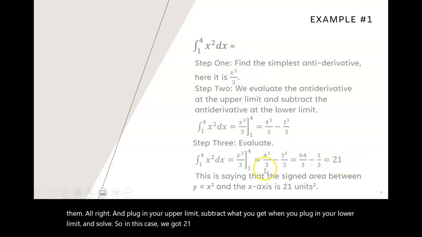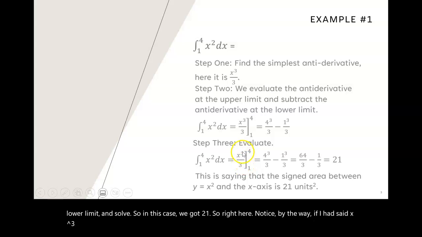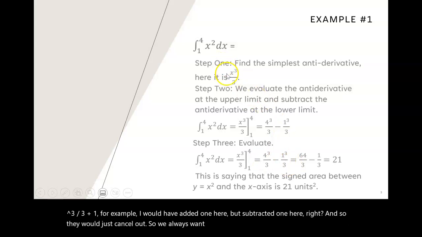So right here, notice, by the way, if I had said x cubed over 3 plus 1, for example, I would have added 1 here, but subtracted 1 here. And so they would just cancel out. So we always want to choose the simplest antiderivative where c is 0.